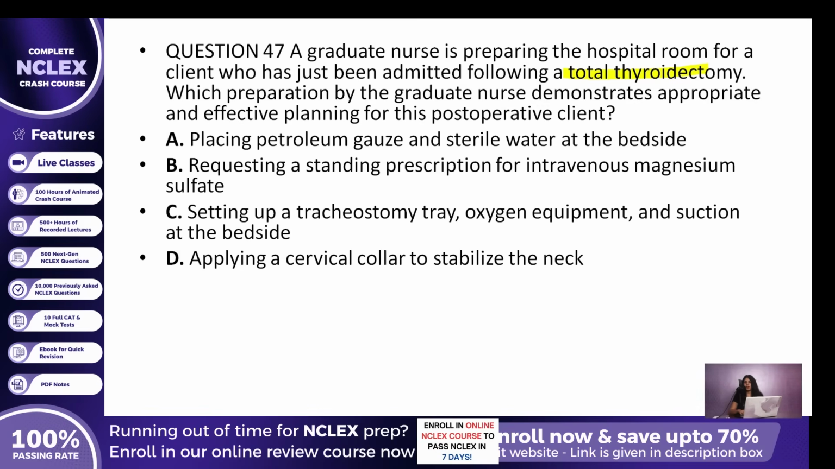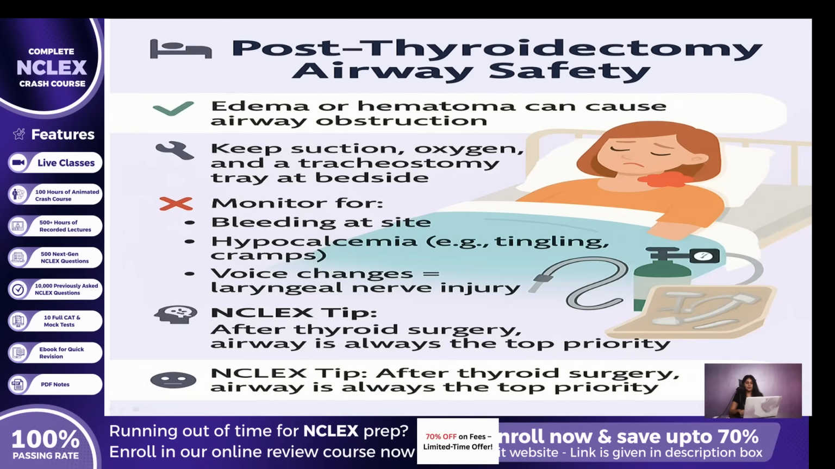The correct answer is Option C, setting up a tracheostomy tray, oxygen equipment, and suction at the bedside. This setup is crucial because airway obstruction from edema or hematoma is a life-threatening risk after thyroidectomy. Immediate access to airway equipment ensures rapid intervention if breathing difficulty occurs.